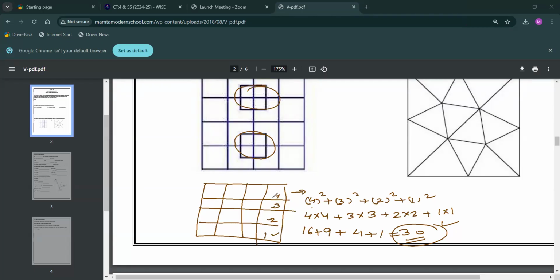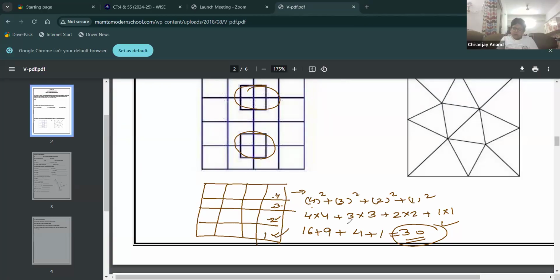Here is 1, 2, 3, 4. You will write numbers like this, and then you will find their squares and add them. 4 square plus 3 square plus 2 square plus 1 square. Right, beta?